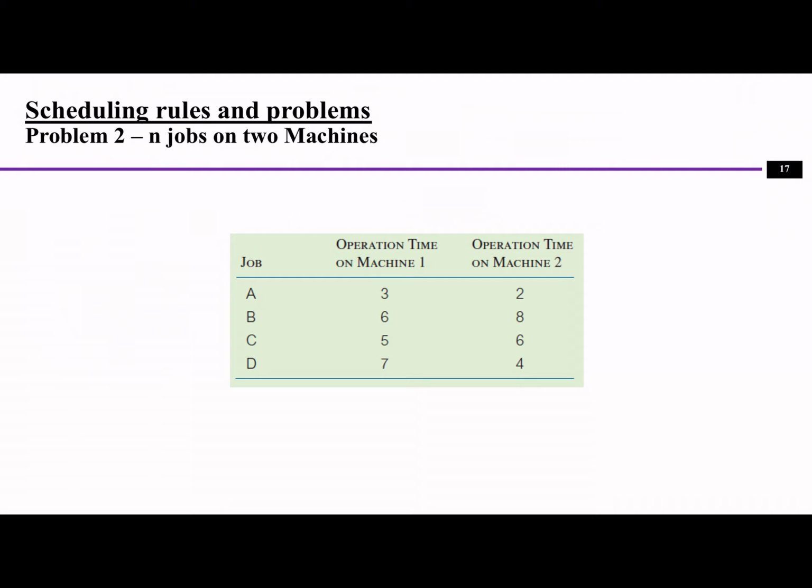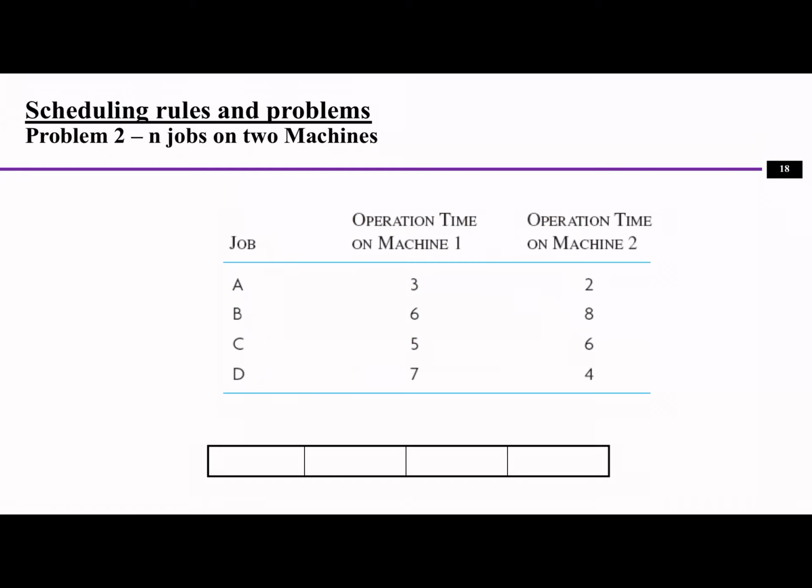In this example we have 4 jobs and 2 machines, machine 1 and machine 2. For job A, the processing time on machine 1 is 3, and on machine 2 is 2. It can be minutes, hours, or days, whatever time unit. B on machine 1 is 6, B on machine 2 is 8, C is 5 and 6, and D is 7 and 4. Now we have 4 slots. So this is our job sequence.